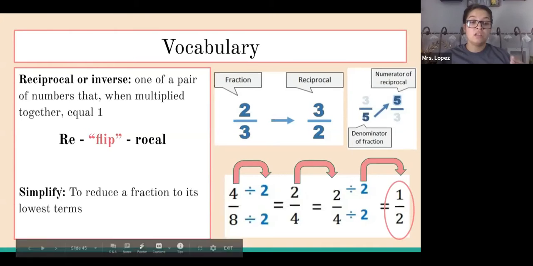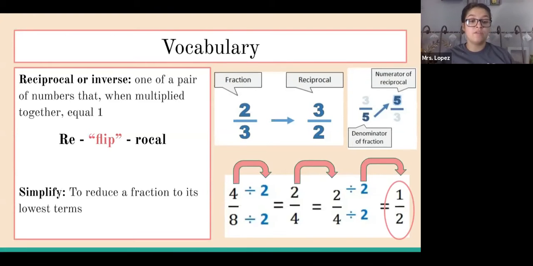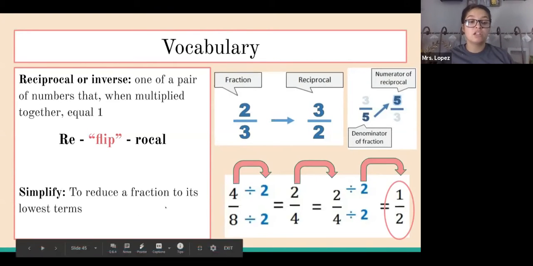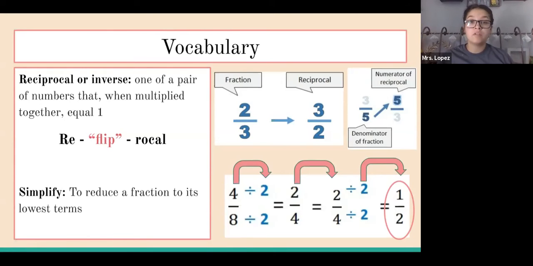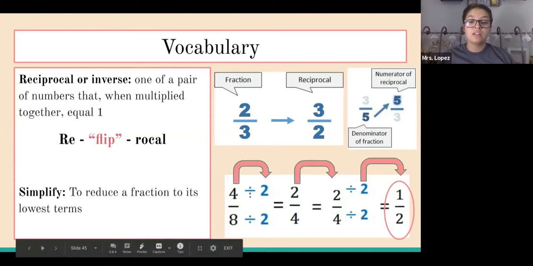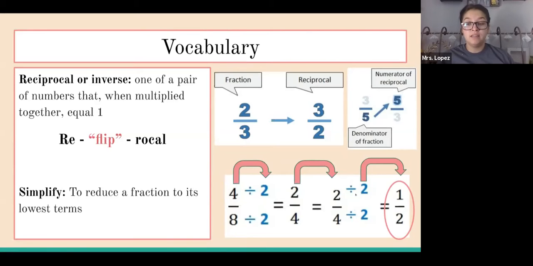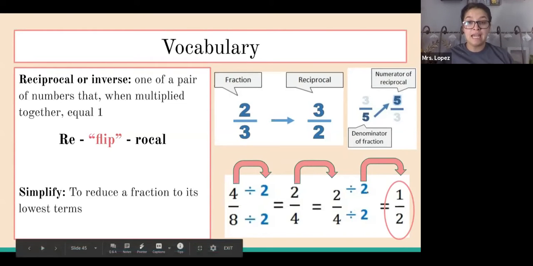And then the other vocabulary word is to simplify. This means to reduce a fraction to its lowest terms, where you cannot reduce it any longer. So we have 4/8. We know that 2 goes into 4 evenly and 2 goes into 8 evenly. So we tried that division and we reduced it, and now it is 2/4. But we could reduce it even more. So we're going to divide the numerator and the denominator by 2 again, and then we are reducing it to its final form, 1/2.